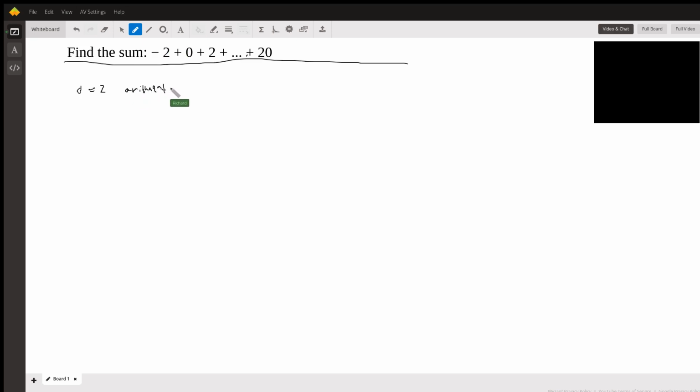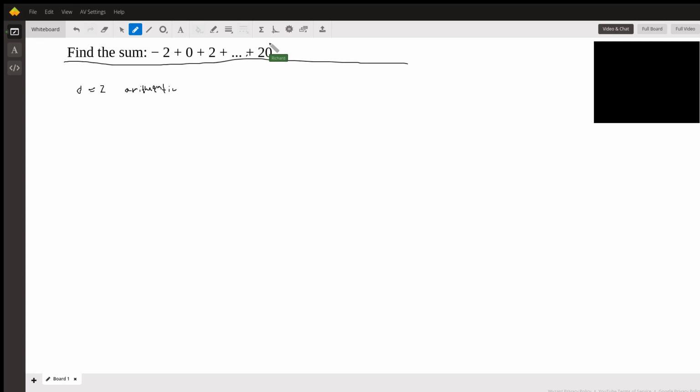Now the geometric is where the ratio is the same. So 0 over 2 is 0, 2 over 0 is undefined. This is not geometric. So you either have a common difference or a common ratio.